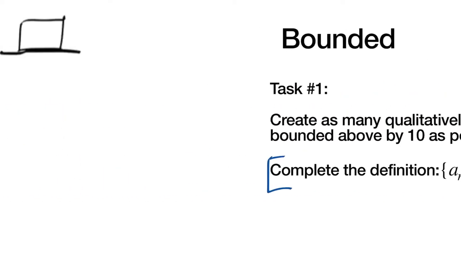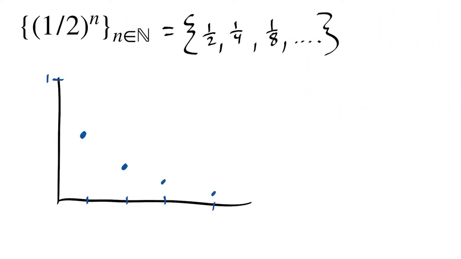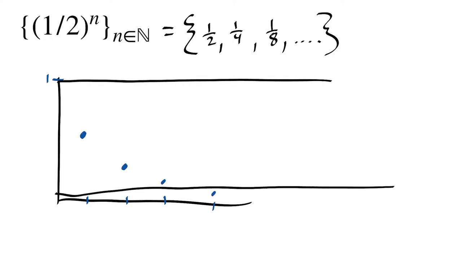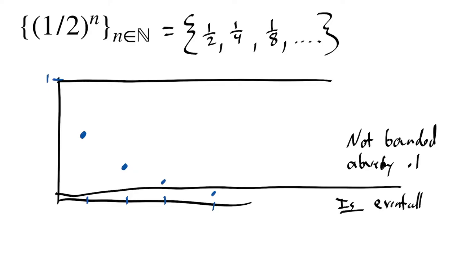So if I come back to this example we had earlier, this one was bounded above by 1. But what about this 0.1 value? Well, I'd say it's not bounded above by 0.1, but I would say that it is eventually bounded above by 0.1.